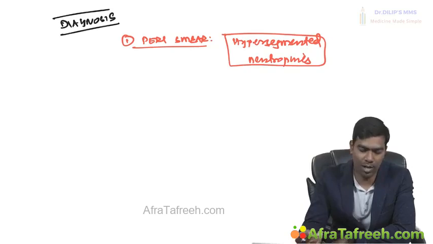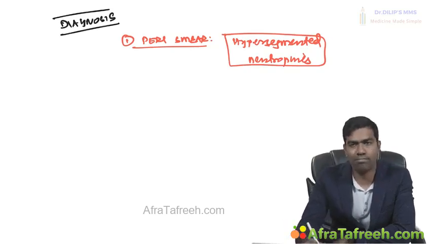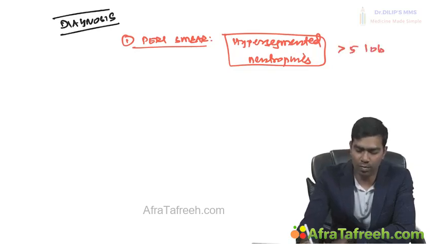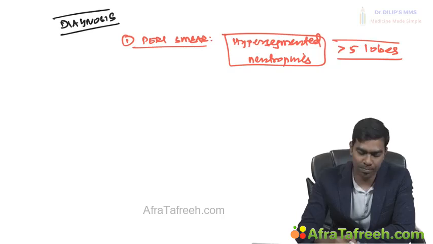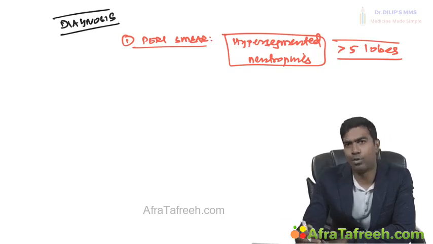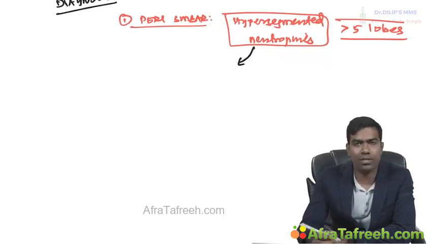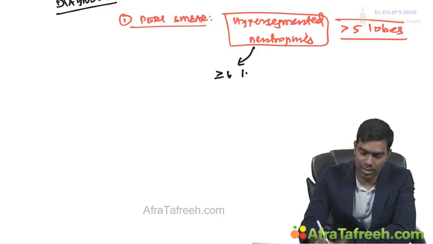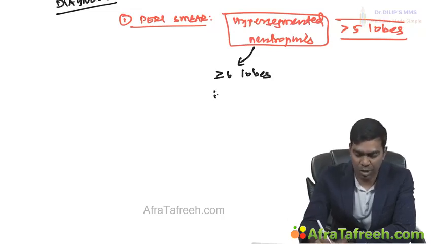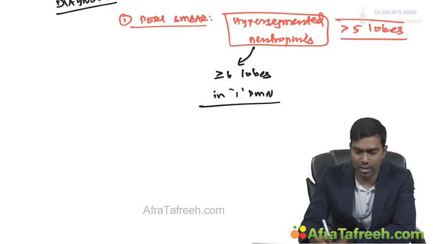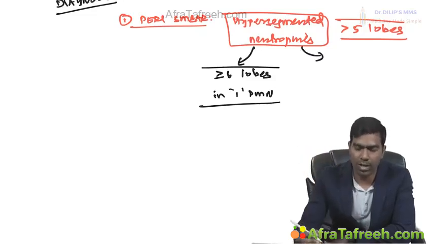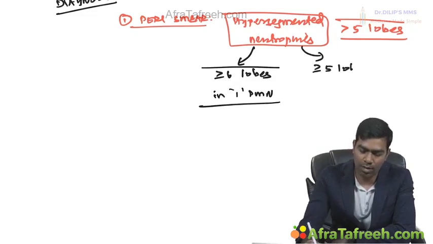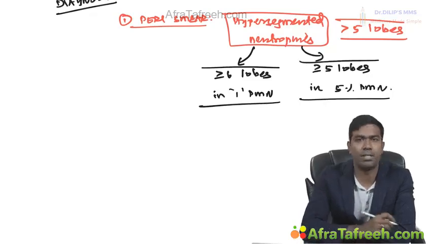Actually, there are a lot of definitions for hypersegmented neutrophils, but typically in exams you can write more than 5 lobes. If the neutrophil nucleus has more than 5 lobes, you call it a hypersegmented neutrophil. But to be honest, there are some other definitions. If there are 6 or more lobes in even a single neutrophil, that's definitely a hypersegmented neutrophil. And another definition: 5 or more lobes in at least 5% of the neutrophils.